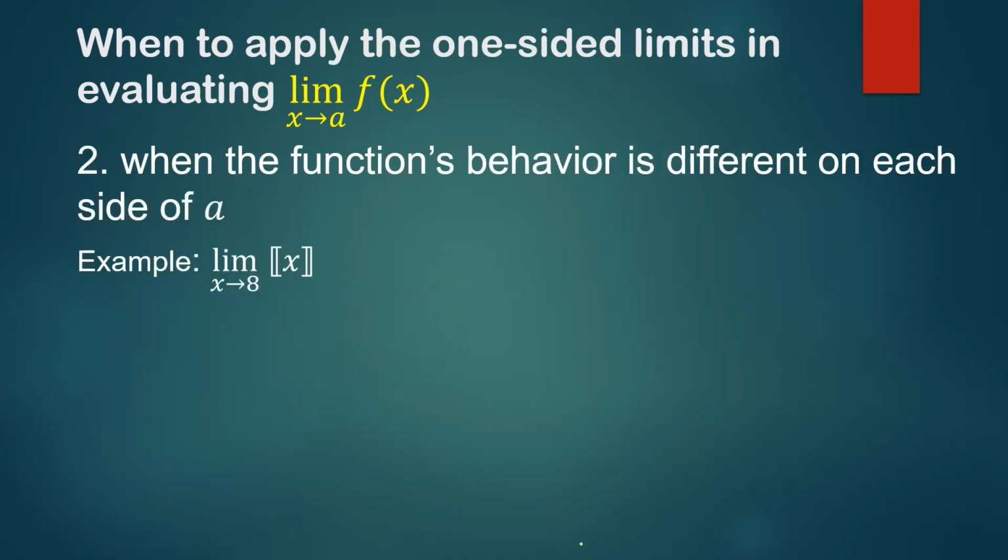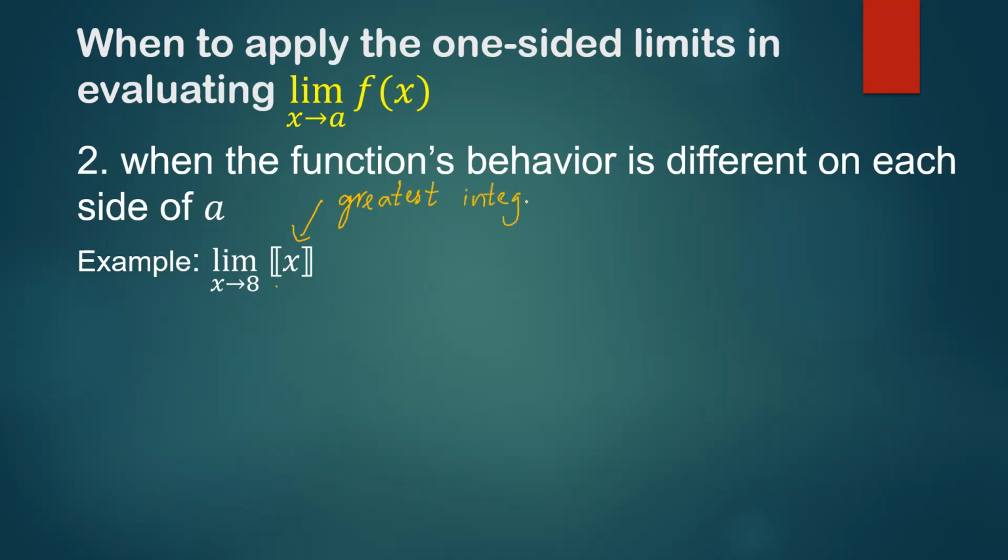Okay, now let's go to our second condition. When the function's behavior is different on each side of a. Yan, merong magkaiba yung behavior niya sa left tsaka sa right, no? Like for example, this one, di ganun ka-obvious, pero this is what we call the greatest integer function. This is actually the greatest integer function. Or in short, GIF, no?